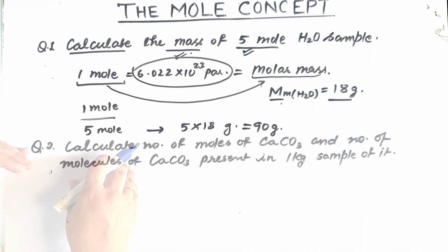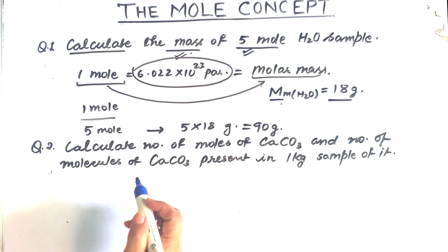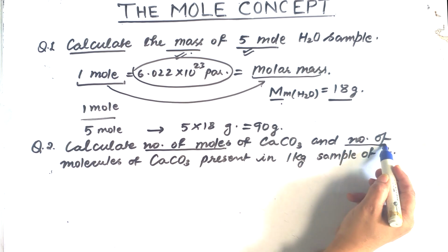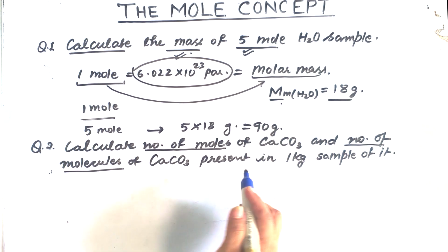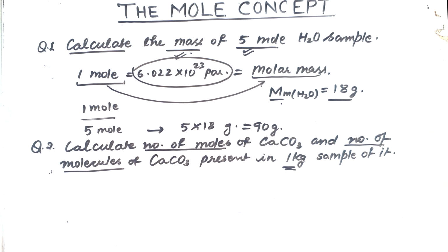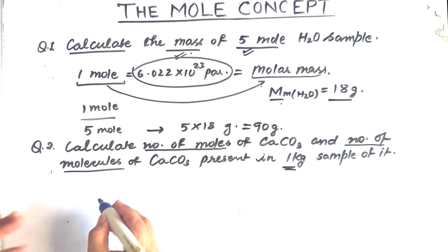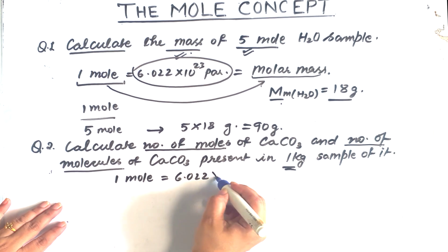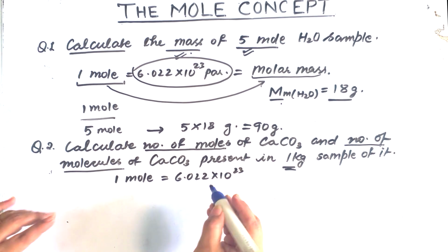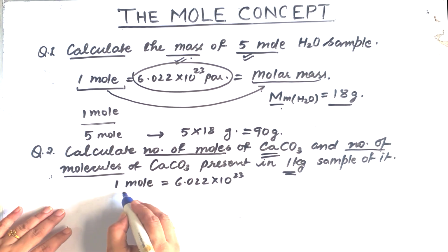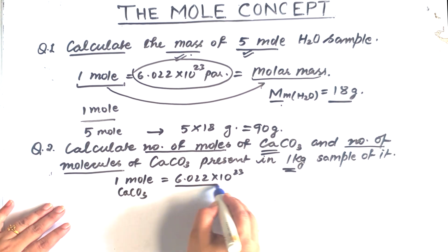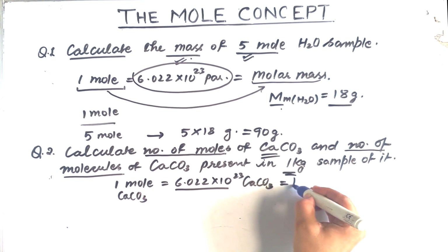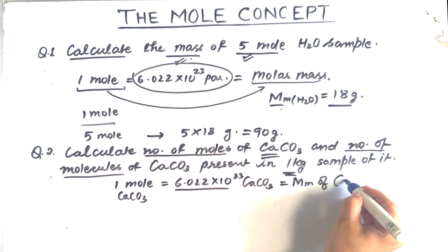Okay, the next question is, calculate the number of moles of calcium carbonate and the number of molecules of calcium carbonate present in a 1 kg sample of it. What I have told you is, first of all, just write down what it means. 1 mole always equals 6.022 into 10 raised to power 23. What are we dealing with here? Calcium carbonate. So 1 mole of CaCO3 means that many particles of CaCO3, and the weight of the substance will be the molar mass of CaCO3.